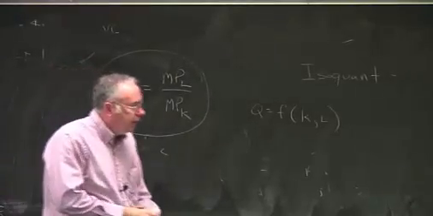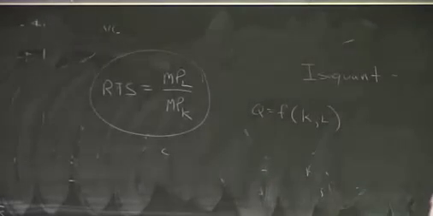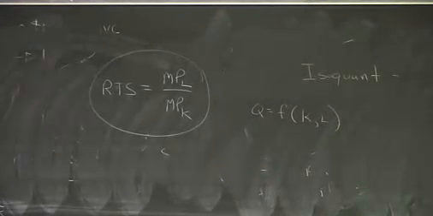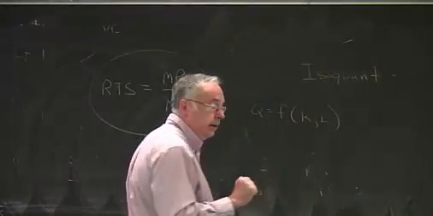Now, to get this expression that the rate of technical substitution is the marginal product of labor over the marginal product of capital, we use the concept of a total differential and the idea that moving along an isoquant, dq is always 0. So that's how we got that. So that's where that formula that you used in 301 comes from.